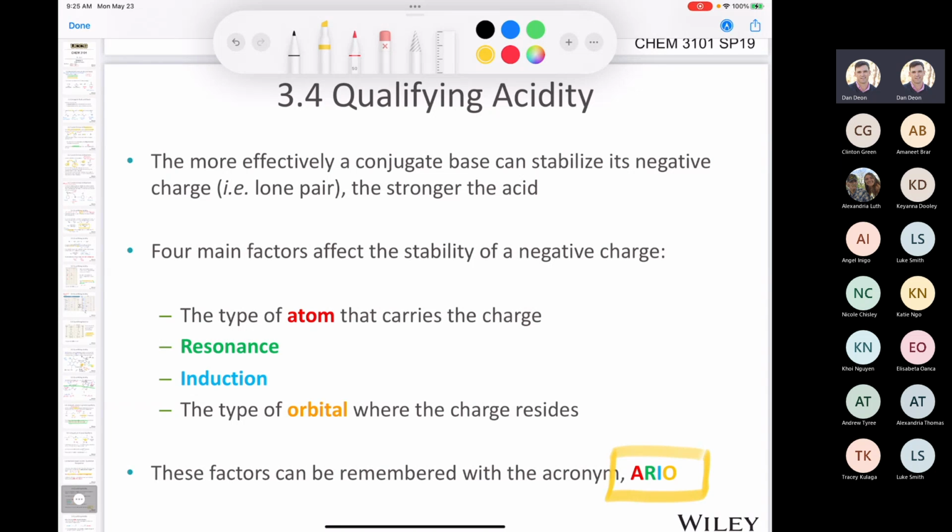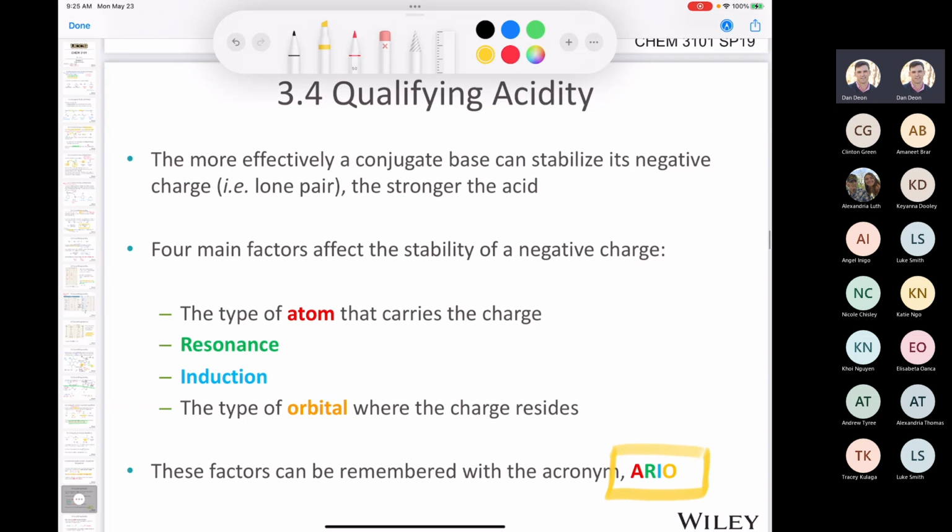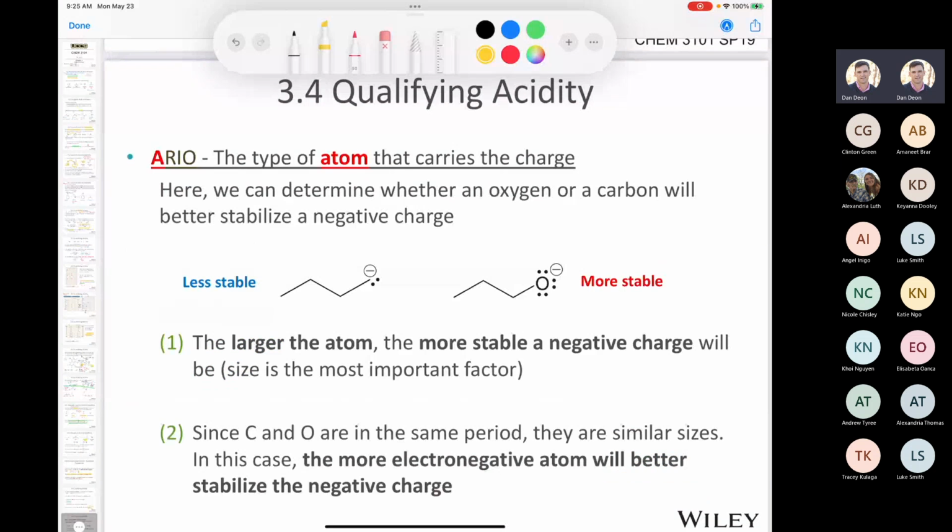I'll ask you questions where you'll have pKa values memorized, but it might give you something where you won't be able to memorize the pKa, or it's something that we didn't look at. And so you can use ARIO to determine which is the stronger acid, and the way you do that is by looking at the more stable conjugate base. So let's start with atom A from ARIO. The type of atom that carries the charge: we can determine whether an oxygen or a carbon will better stabilize a charge.